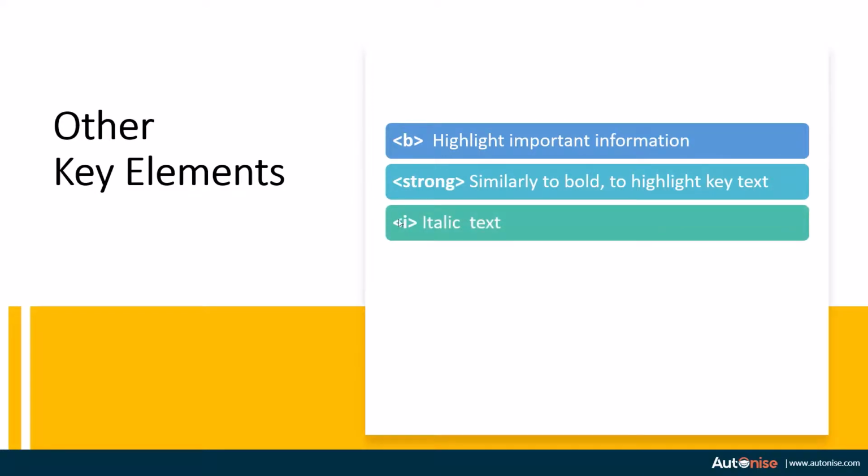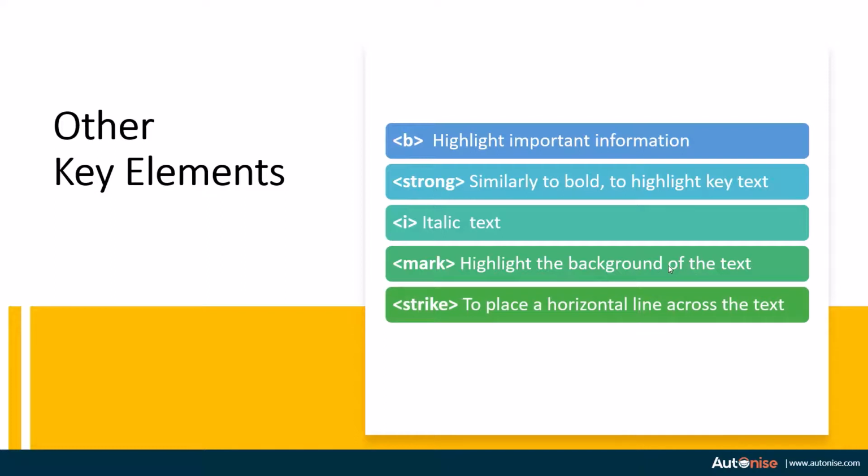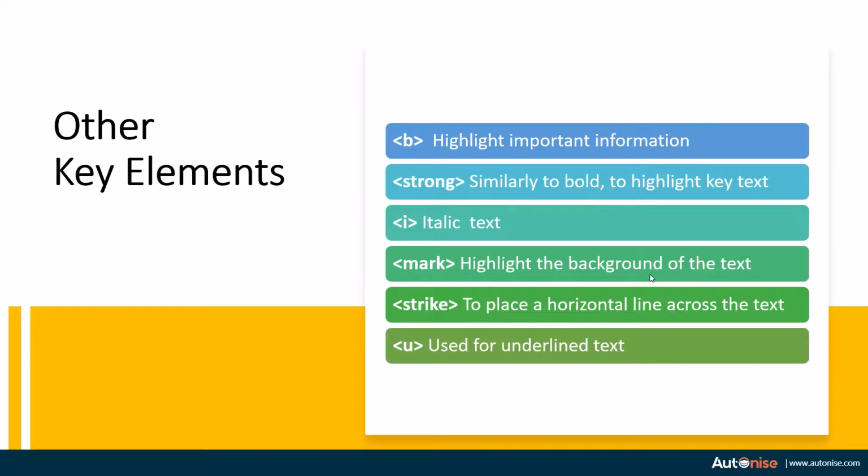Next, there is the I tag, which creates an italic text. Next, there is the mark tag, which highlights the background of the text. The strike tag is used to place a horizontal line through the middle of your text, giving it a strike-through view. The U tag is used to underline a text or put a horizontal line below the text.